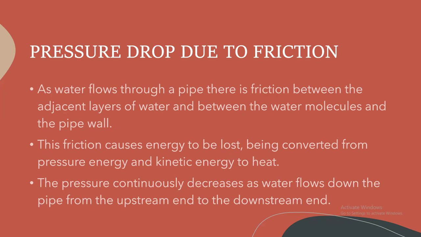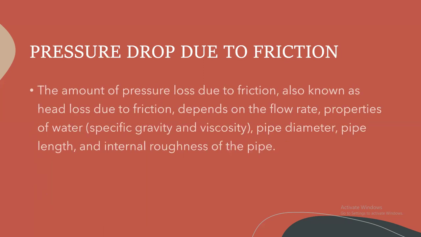The pressure continuously decreases as water flows down the pipe from the upstream end to the downstream end. The amount of pressure loss due to friction, also known as head loss due to friction, depends on the flow rate, properties of water, which are specific gravity and viscosity, pipe diameter, pipe length, and internal roughness of the pipe. So different materials which make up the pipe have different roughness.